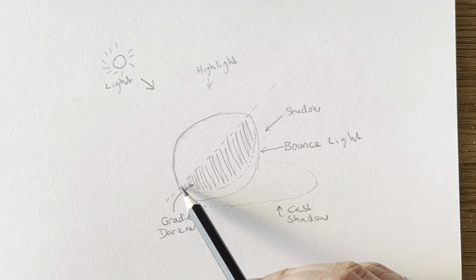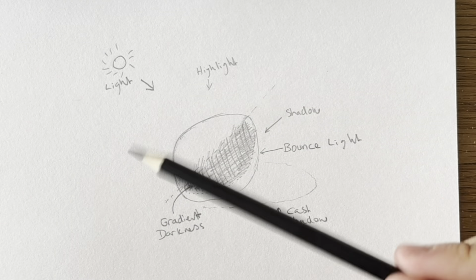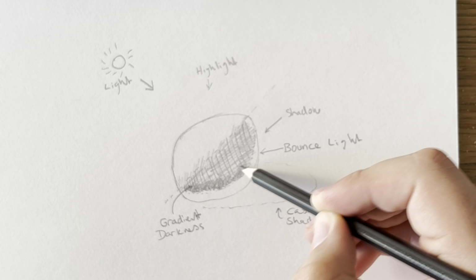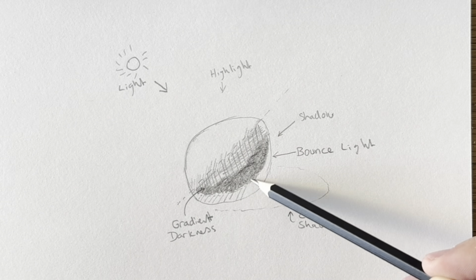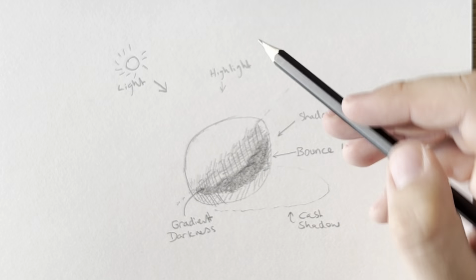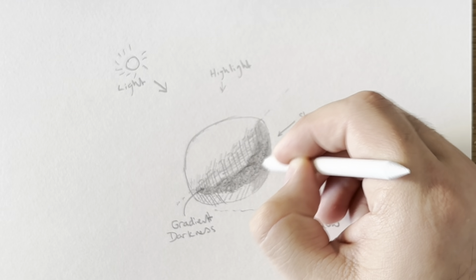So you shade the middle part, try and keep it a little bit dark, and then basically it's a gradient. So you have a darkest area and then it goes lighter and lighter towards light. The bounce area will be gray, and it won't be super dark.